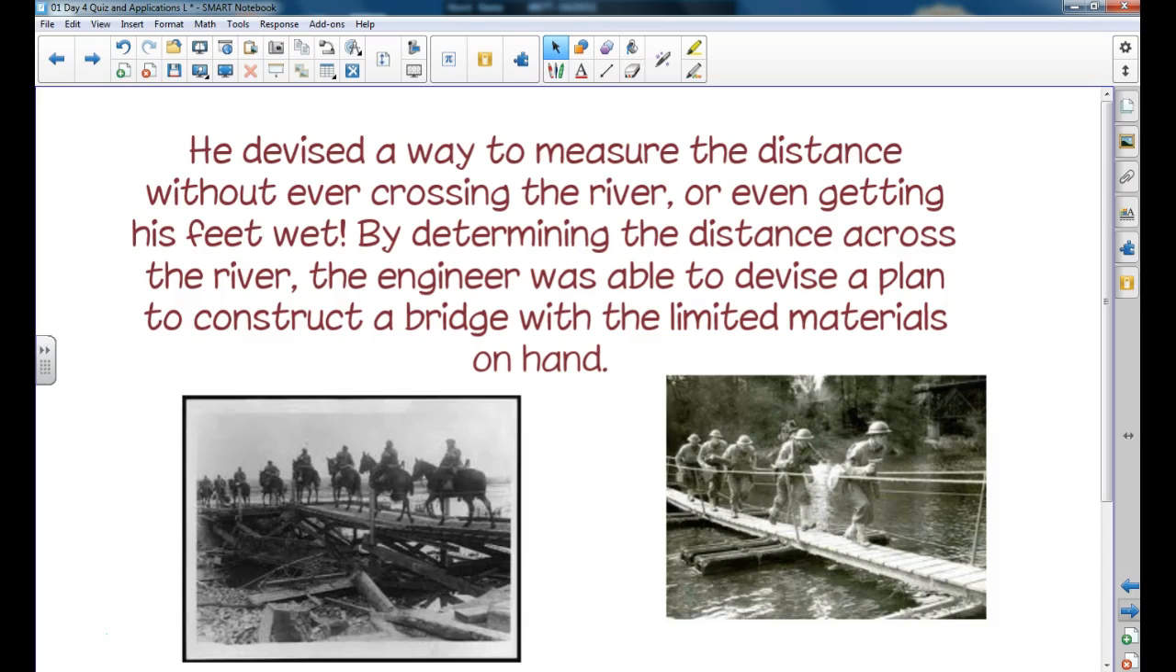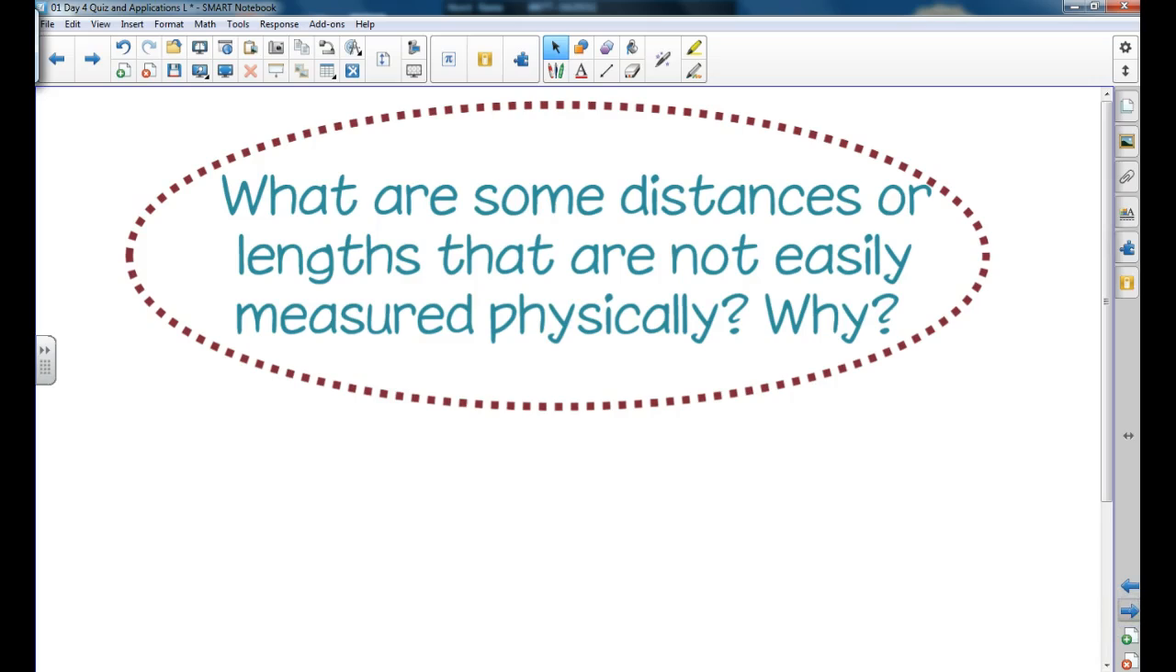So there's a picture. This is mainly historical. I'm not sure if warfare works the same exact way nowadays. So we want to think of what are some distances that we could not easily measure physically. Like I could measure your height very easily physically. What are some distances that we couldn't measure very easily? The height of a building. The circumference of the earth. That's an awesome one.